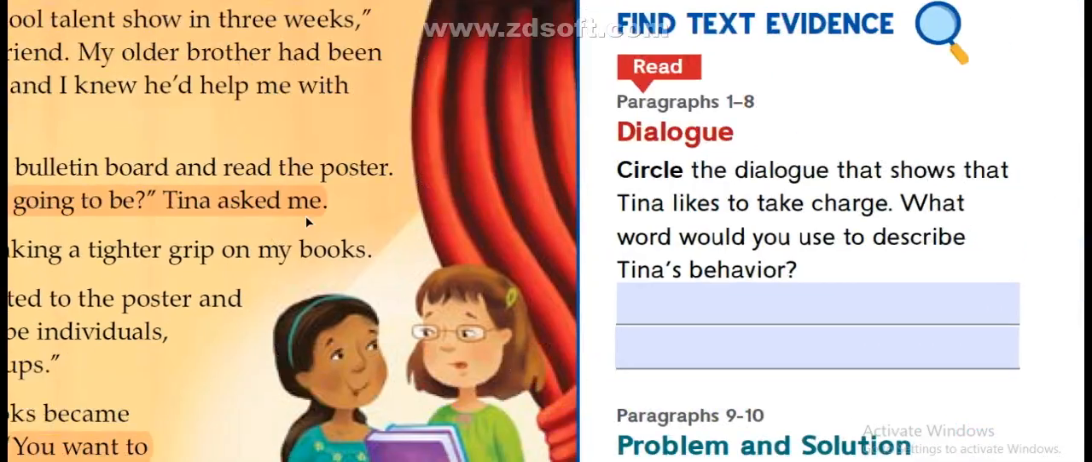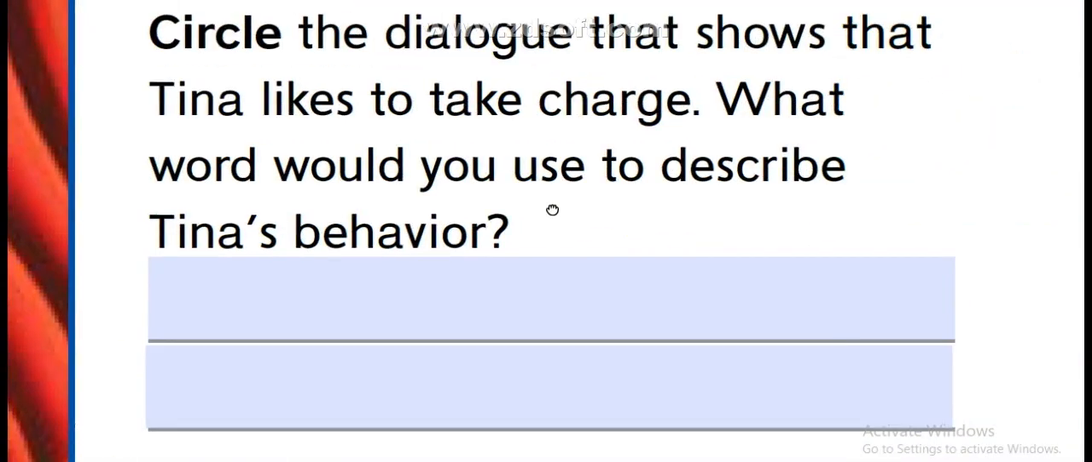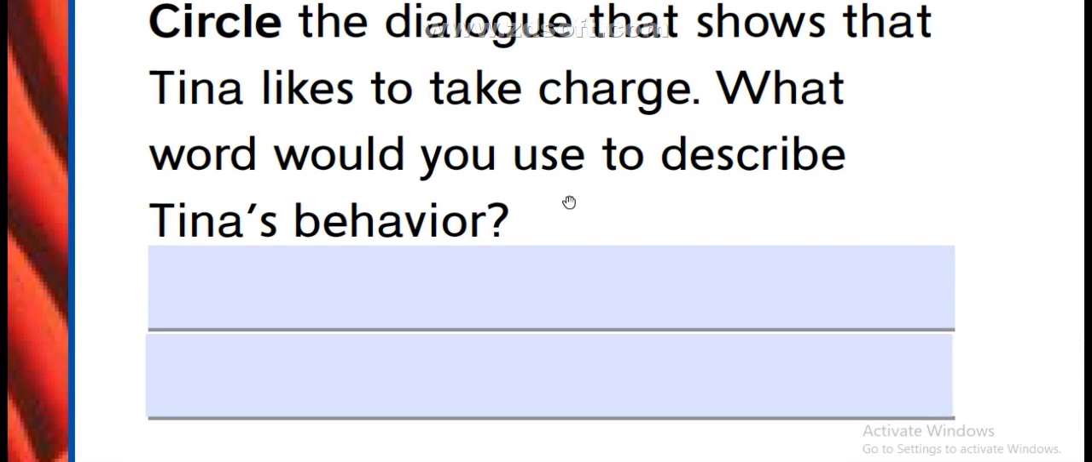Now, let's move on to the second part of the question. Okay, what word would you use to describe Tina's behavior? Behavior means how she's acting. How can you describe Tina's actions, her behavior? How can you describe her behavior?